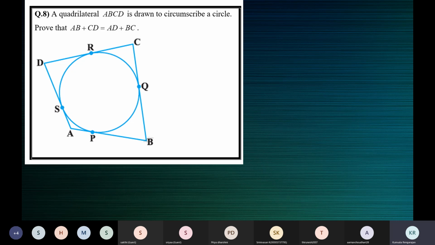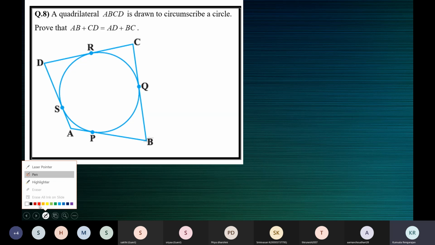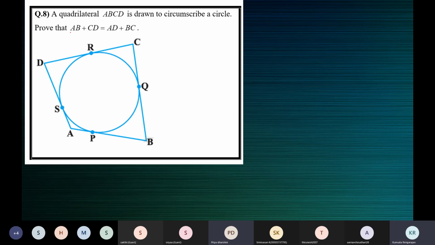So you need to prove that AB plus CD, right? What is AB made up of? AP plus BP. CD is made up of CR and DR. So what you do on one side, you write AP is equal to BP is equal to CR is equal to DR is equal to. So that when you add these two, you will get AB, and when you add these two, you will get CD. Now from the other two sides, you will get AD and BC.